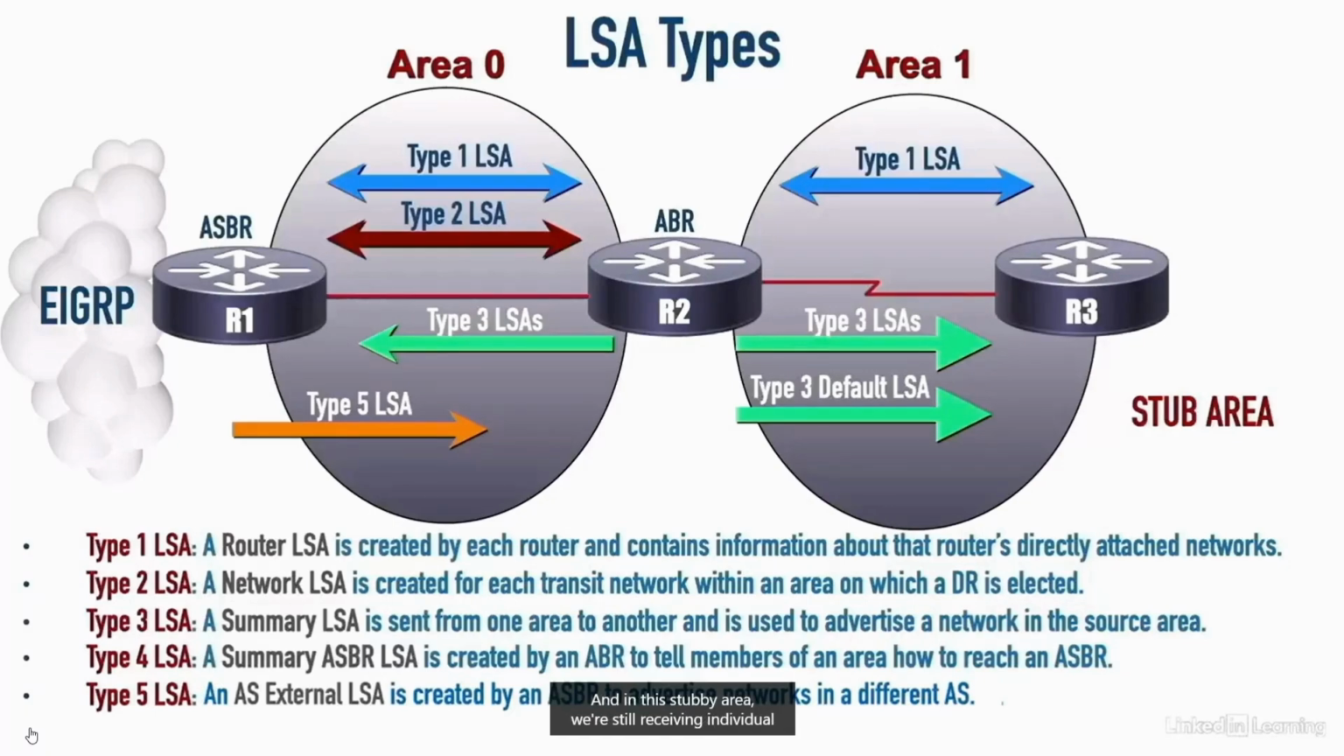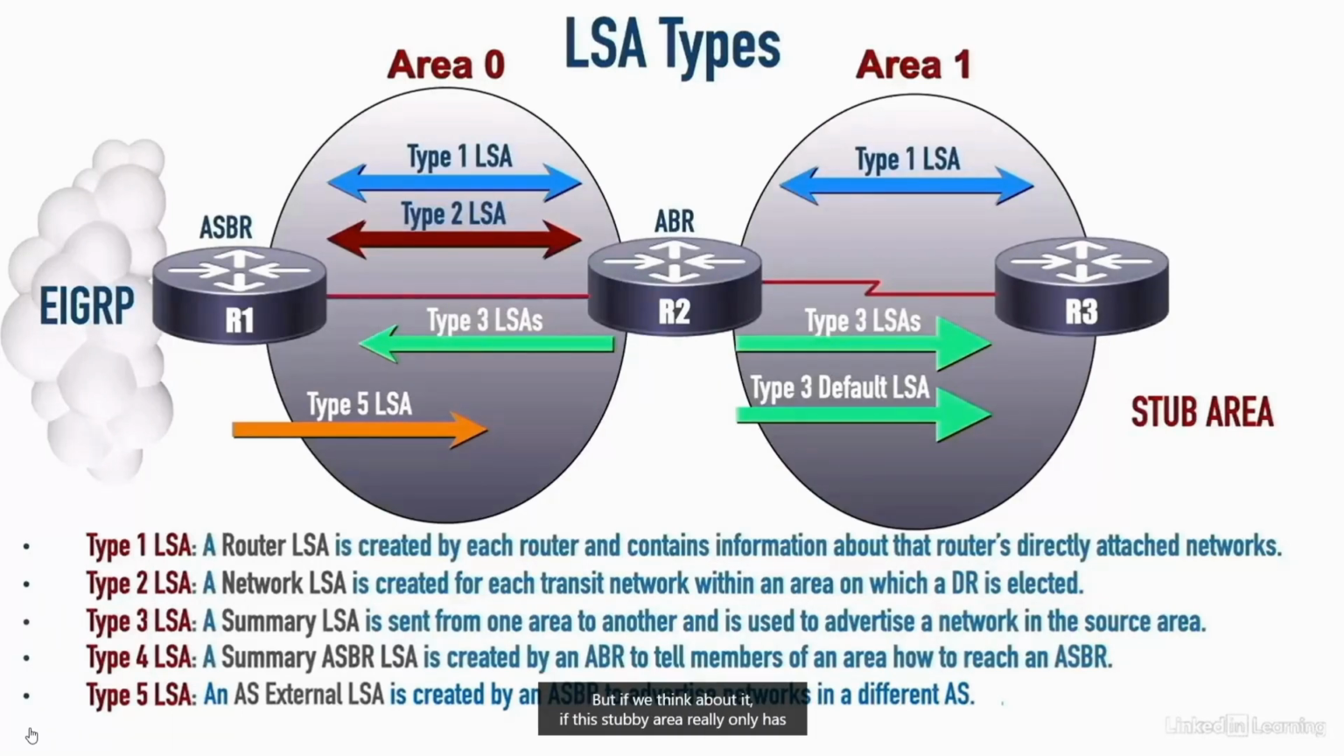And in this stub area, we're still receiving individual Type 3 LSAs from networks in Area 0. A lot of people miss that. Make sure you hear me on that. That if we had 10 networks in Area 0, we would be sending 10 Type 3 LSAs advertising those networks. In addition to those 10 Type 3 LSAs, we would still be sending the Type 3 default LSA representing all those EIGRP routes. And this is a stub area.